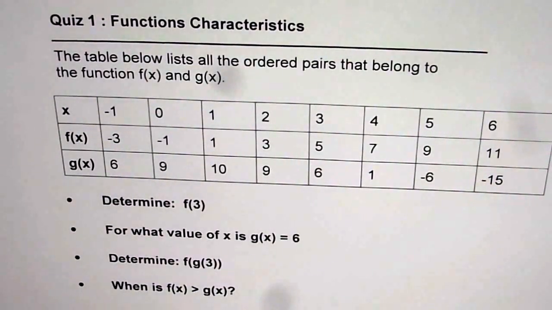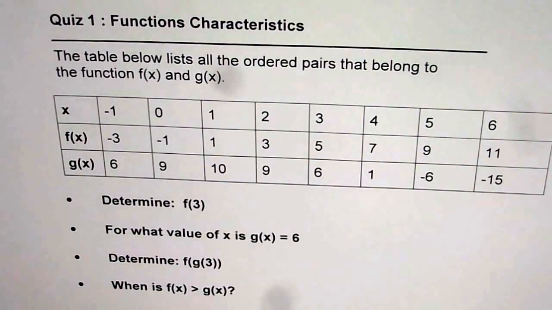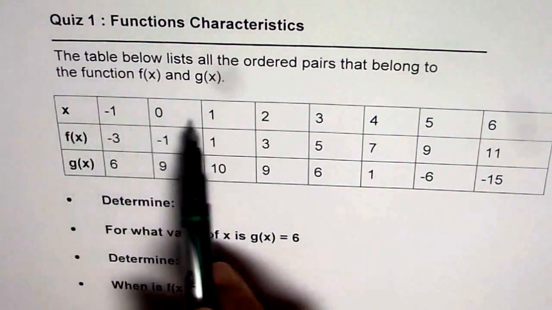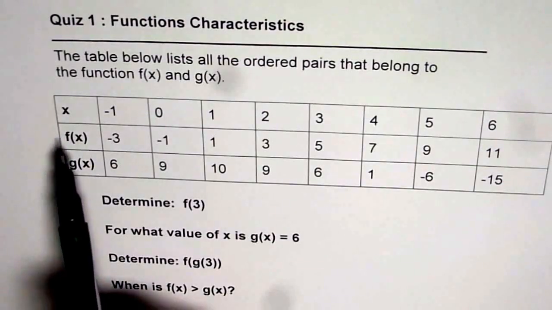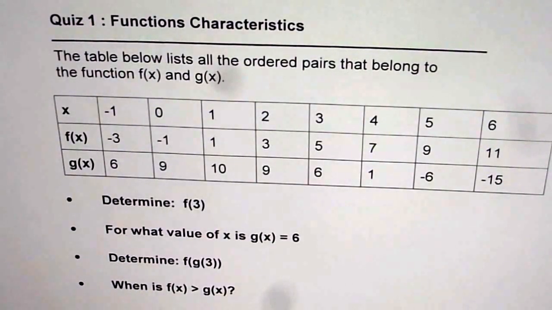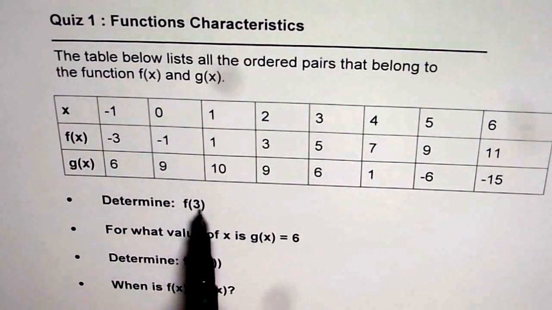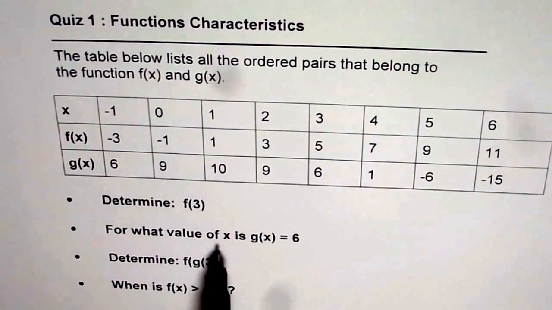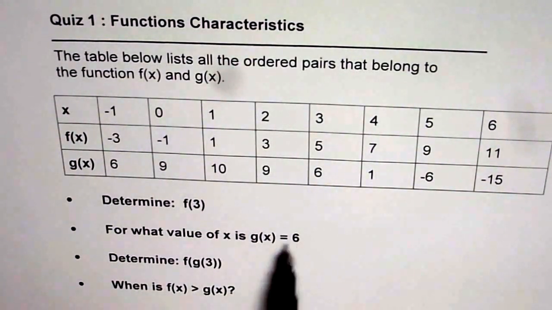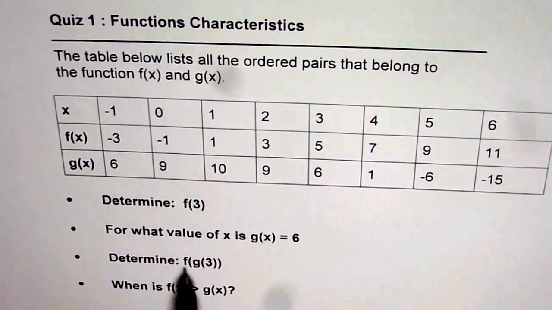Here is another question from quiz 1, functions characteristics. The table below lists all the ordered pairs that belong to the functions f of x and g of x. So we're given the x values and corresponding f of x and g of x values. Determine f of 3. For what value of x is g of x equal to 6? Determine f of g of 3. When is f of x greater than g of x?